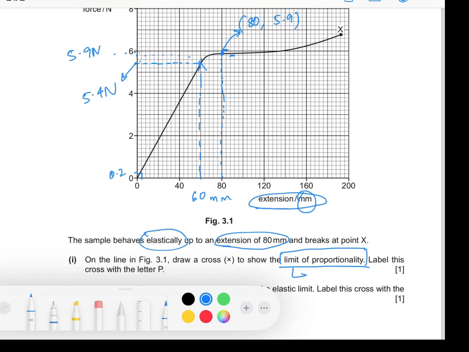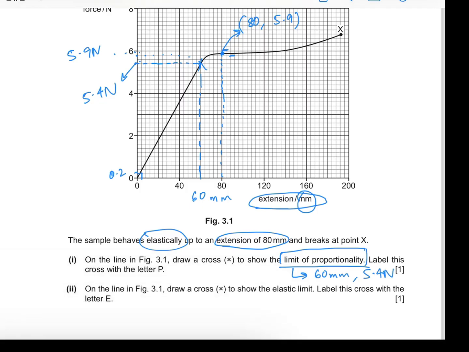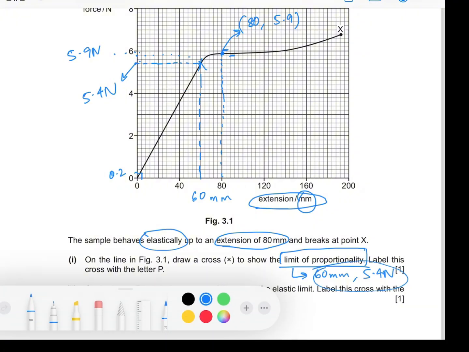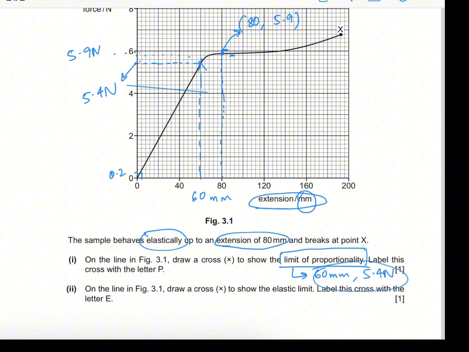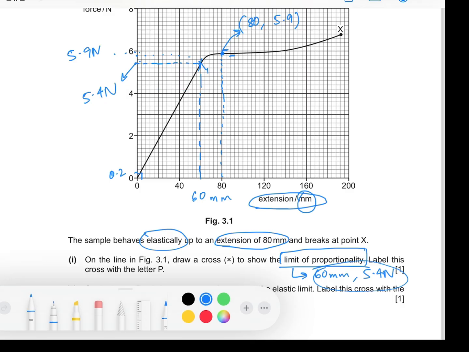Okay, so the limit of proportionality is reached at 60 millimeter and 5.4 Newton. You don't need to write the coordinates. I'm just making it easier for myself. Okay, we also need to mark it with P, the letter P.